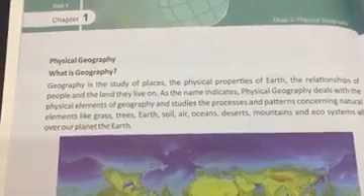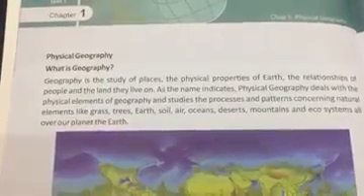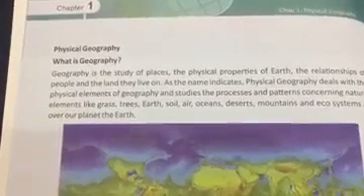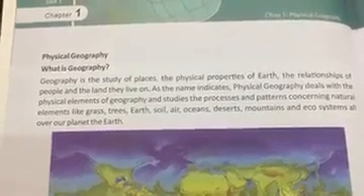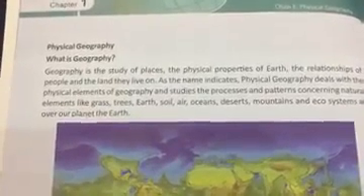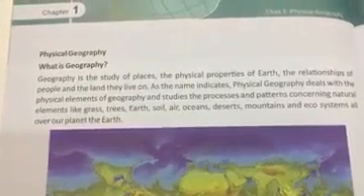So the first topic is, what is geography? I hope you all know what geography is. It is the study of the places or of all the physical properties or all the physical features of the earth. Whenever a person studies the physical features like mountains, rivers, oceans, and deserts, and all the physical features that are present on the earth, that is known as the study of geography.